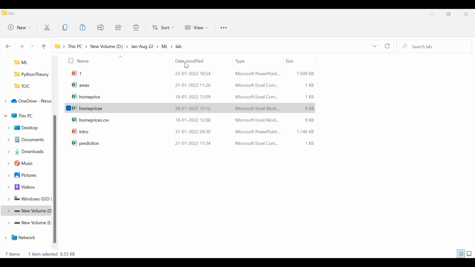So can you see here that I have a folder, right? This PC, new volume D, and inside that there's a folder Janagas, and then their machine learning, and then the lab folder. Inside the lab folder, can you see there are so many files? Some are PowerPoint files and others are Excel files, and even, can you see, this is an Excel file and this is an Excel CSV file, comma separated. Okay, so I will show you this file, this one, home price with the double E. Okay, so let me share it with you after opening it. Okay, let me share it with you.